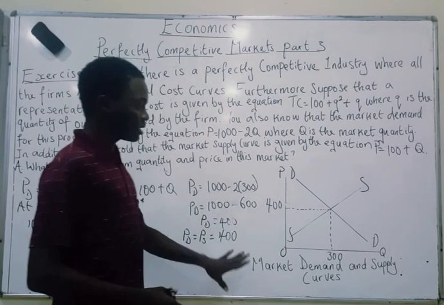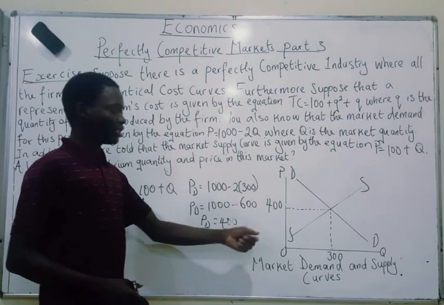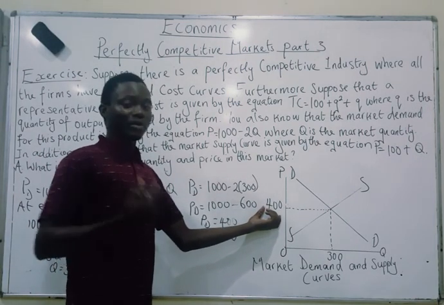So this is the market demand and supply curve. Each firm in this industry is going to take this price, the price of 400, and then produce whatever quantity it wishes to.